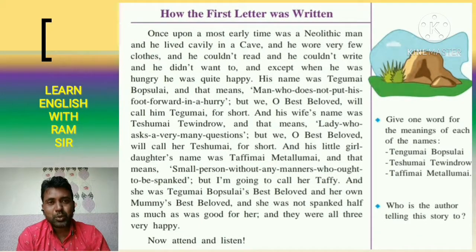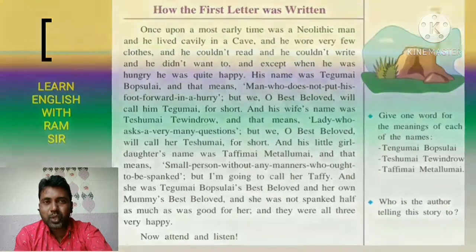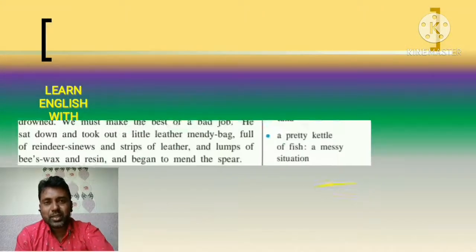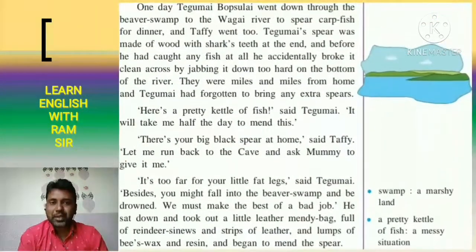Who is the author? Do you remember his name? His name was Rudyard Kipling. Okay. And in this beautiful story, he would like to tell us how people misunderstood the message if they don't have the common background. Okay. So let's see the actual story of how the first letter was written. So let's see the first paragraph here.